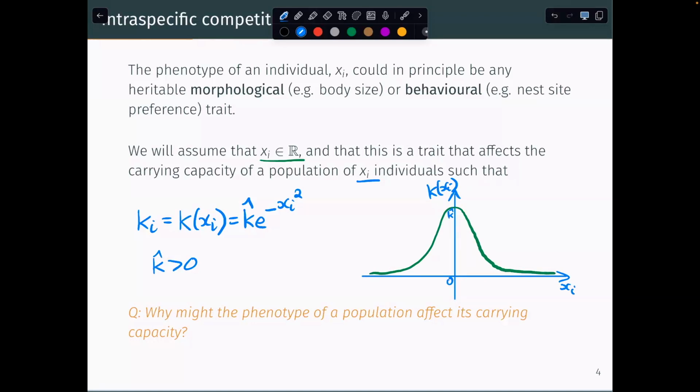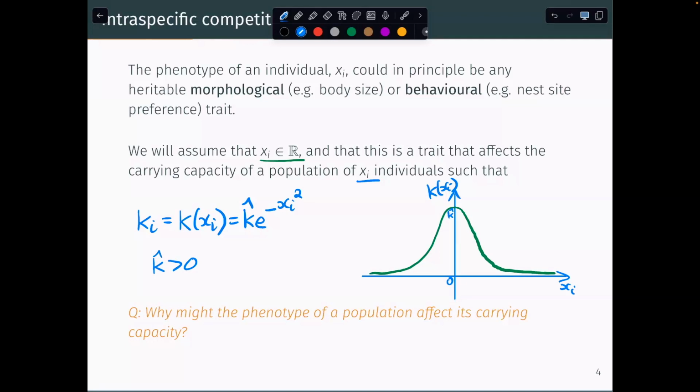So I've assumed this function, but why would I assume that there might be a relationship between phenotypes, these kinds of characteristics, and a carrying capacity for individuals with those phenotypes? Any ideas? Yes, Mark? Well, if we had a bunch of smaller individuals, perhaps there could be more individuals there, just because they're consuming fewer resources. Yeah, so it might be something to do with use of resources.